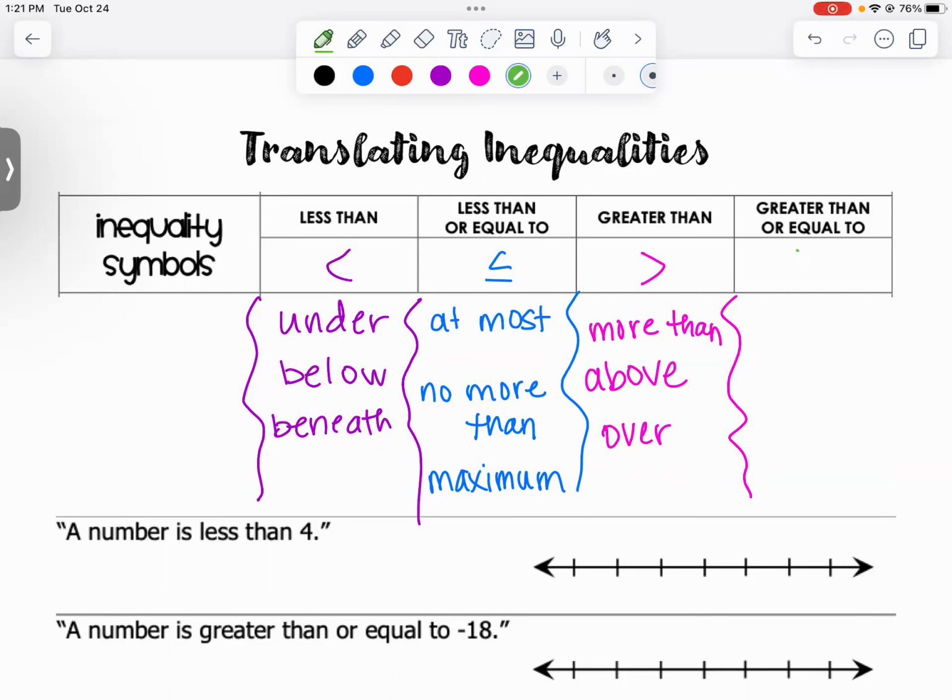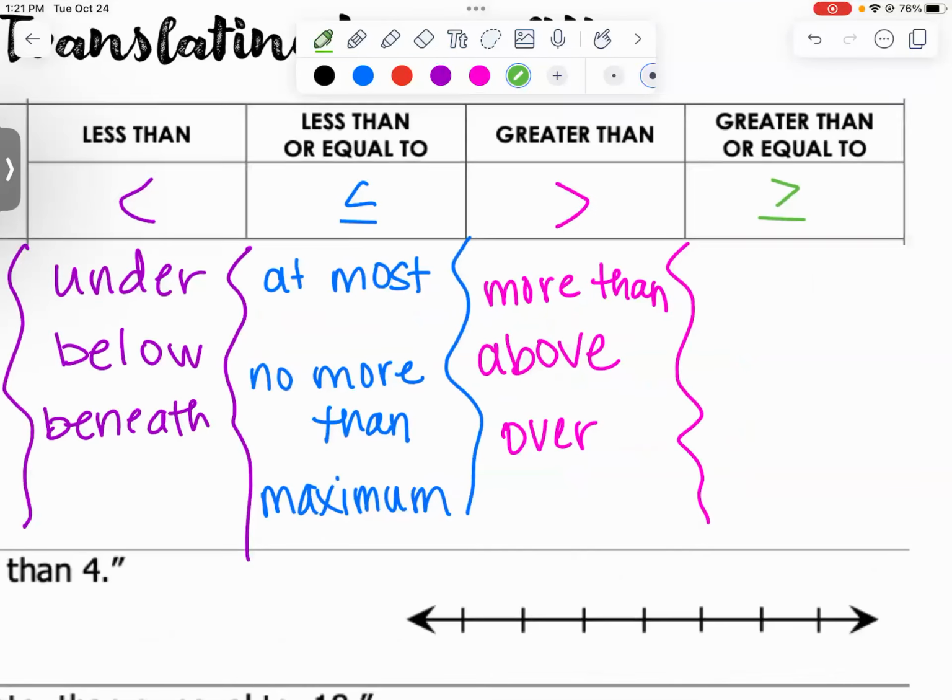All right, and then we have greater than or equal to. So less than or equal to is at most. So what would we say for greater than? At least. Okay, less than or equal to is no more than. No less than. Or minimum.